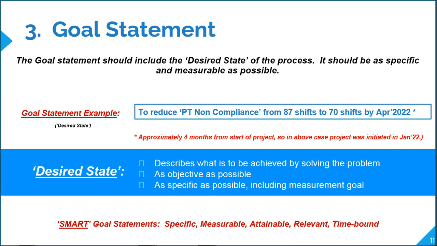By when are you going to achieve this improvement? That is what is very important. That is what a goal statement provides. So two things, the desired state and the timeline. In which timeline are you going to achieve that desired state?